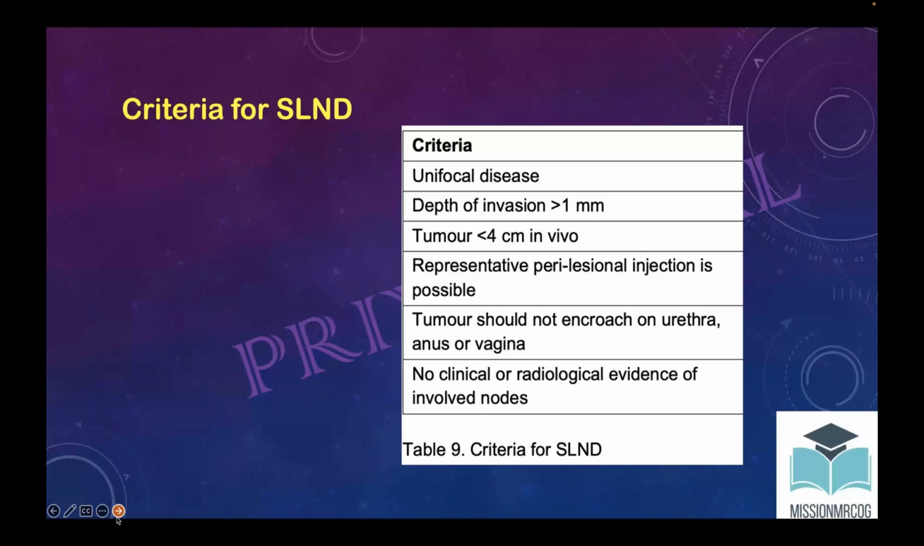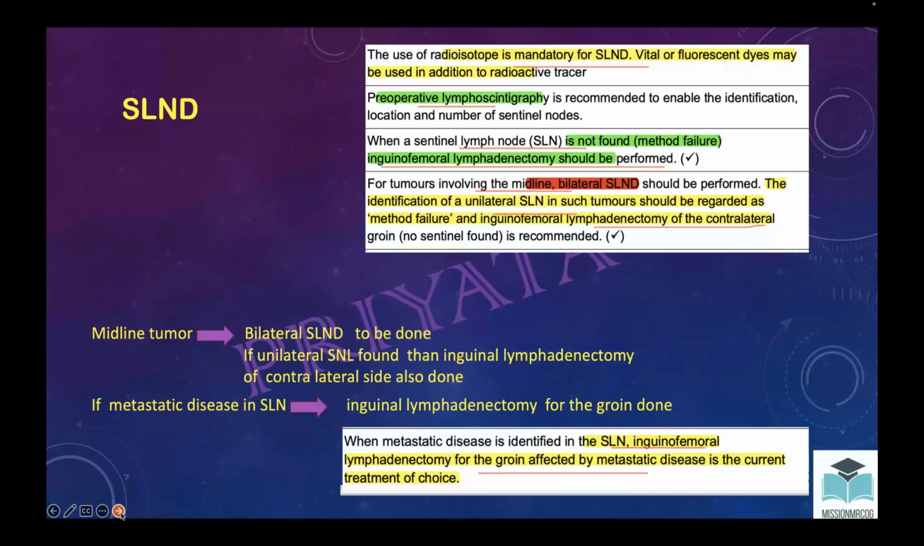Now, sentinel lymph node dissection. These days they can also do a pre-operative test, which helps to identify the location and number of sentinel lymph nodes. Apart from this, usually they use some dye, or they use some radioactive elements. They push it, and then they have got a hand tracer.